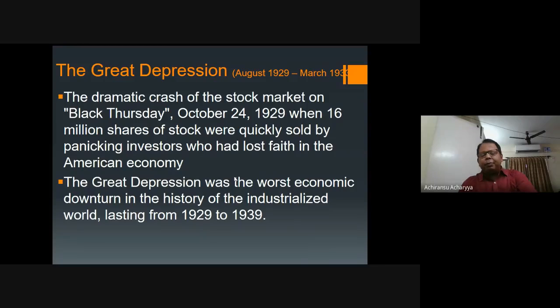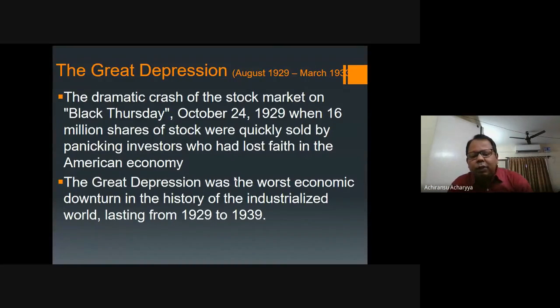Now, this classical theory went on for a long time until the Great Depression came up in 1929. There was a dramatic crash of the stock market, like what's happening now in the Dhaka stock market, and it's called Black Thursday, October 24th, 1929, when 16 million shares of stock were quickly sold by panicking investors who had lost faith in the American economy. So if you're panicked, if you think that the share market will fall, many people will go and sell stocks, so the stock market will crash.